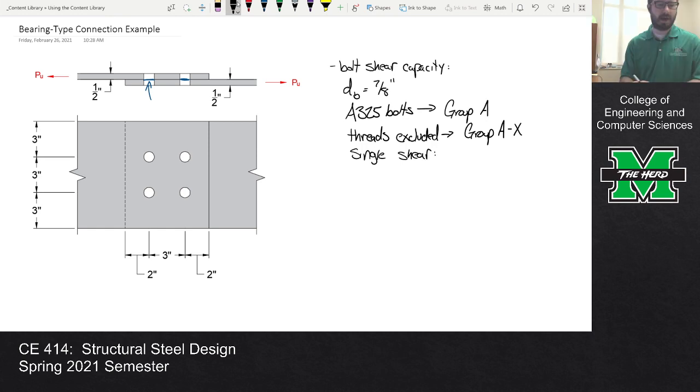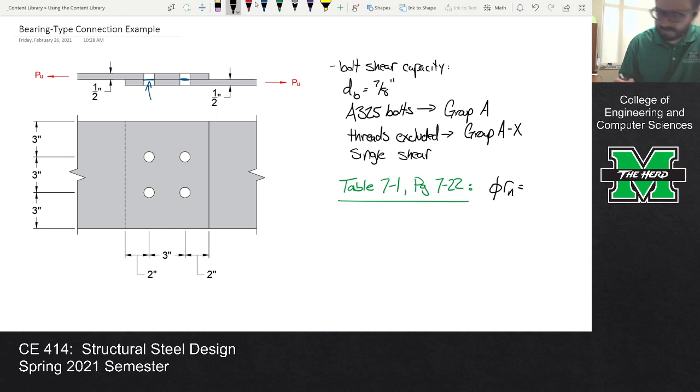Now, with that, this is what I need. I need you to go to table 7-22, and tell me what is the phi RN for this situation. So we're talking about a group A bolt, threads excluded, 7/8 inch diameter bolt, single shear. What's the capacity?